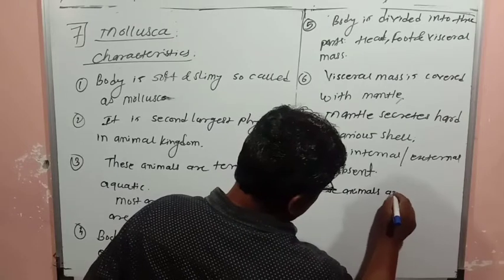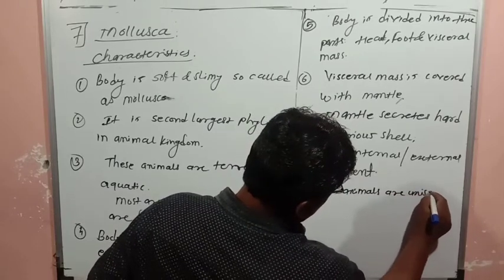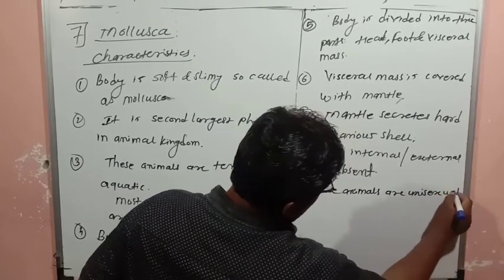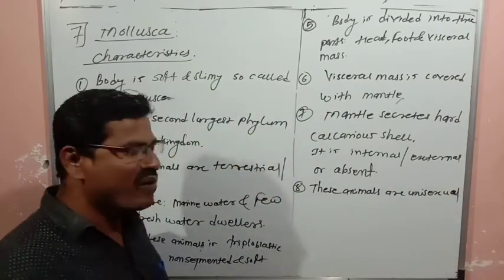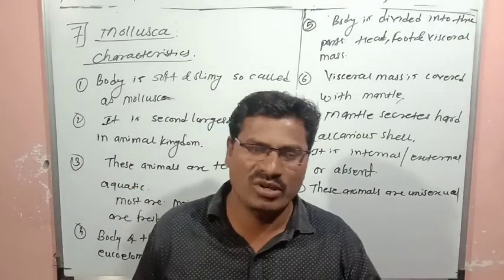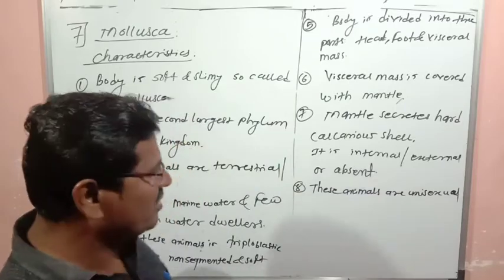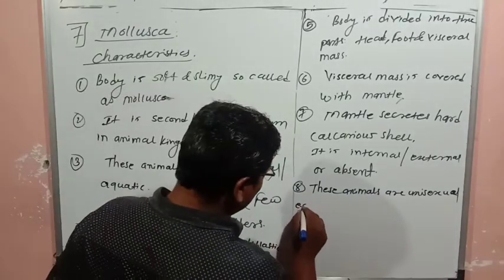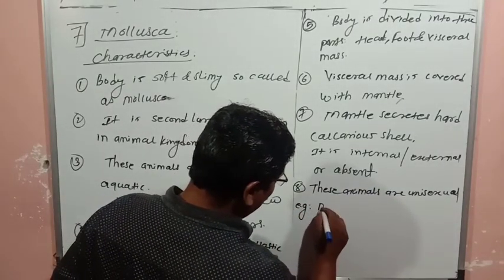These animals are unisexual. Unisexual means they have male and female organisms separately. And what are the examples of this phylum? The examples are bivalve.